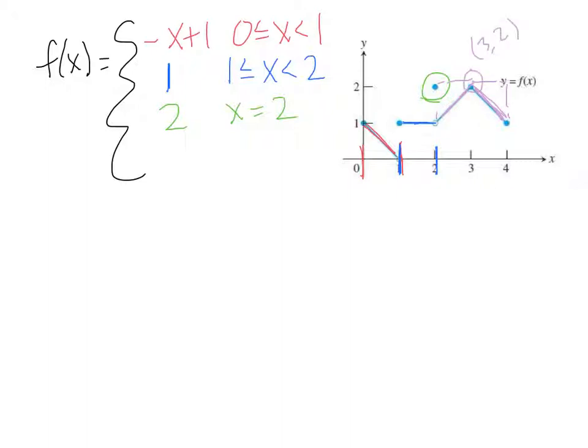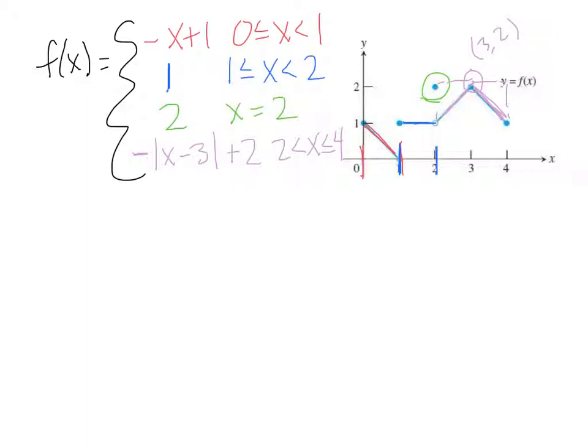So if we wanted to write an absolute value function rule for this part, we would say negative absolute value of x minus 3 plus 2. That shows that it's been shifted over to the right 3, and it's been shifted up 2. Now this absolute value is true from 2, but not including it, all the way up to 4. And it does include 4, so I need to use a less than or equal to.